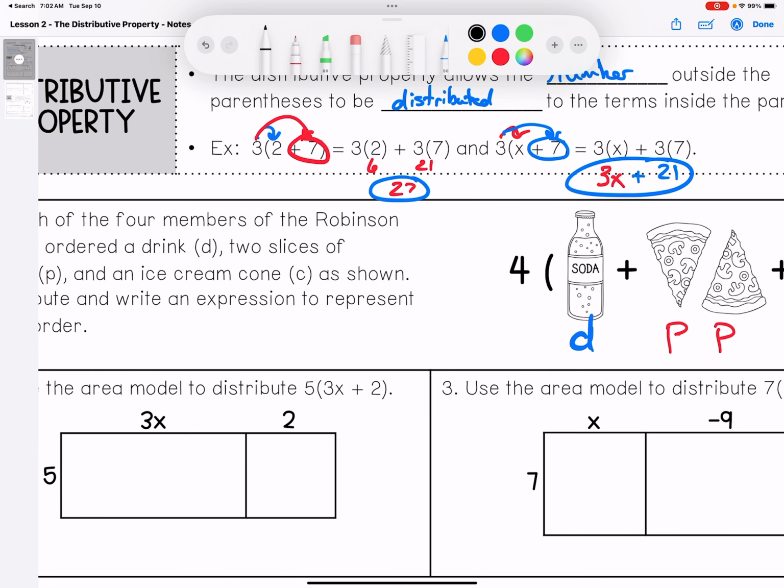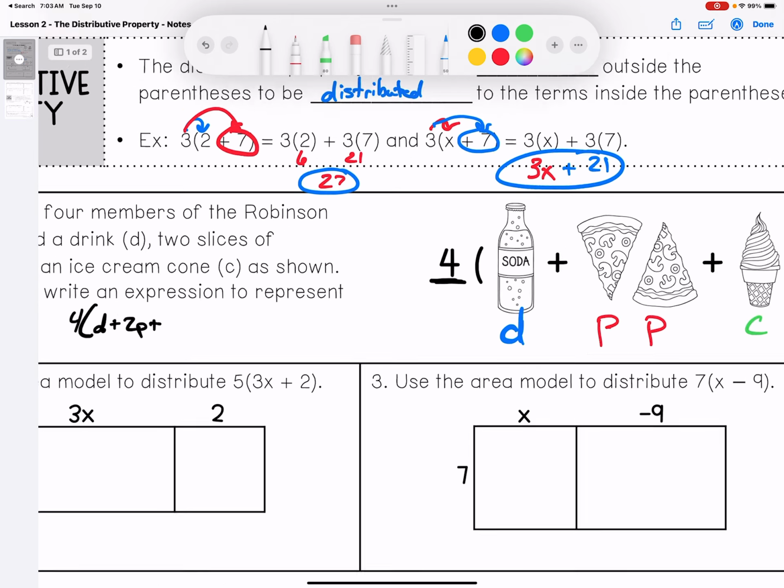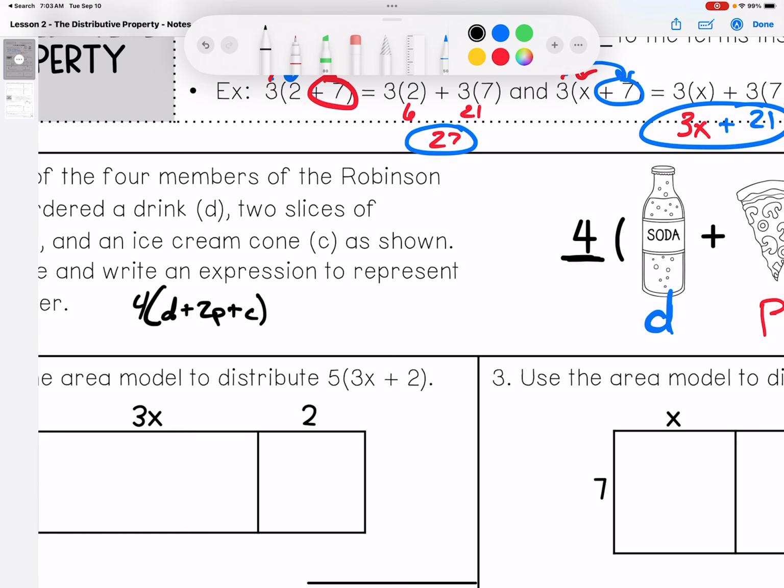So we would have 4. Where do I get that? That's right there. Parentheses. Now we just got to change those letters. There's 1 drink plus 2 pizzas plus 1 cone, which is just C. Because remember, we don't put the 1 in front of the letter. We just write the letter if there's a 1. Remember that? All right, now we're going to use the distributive property.